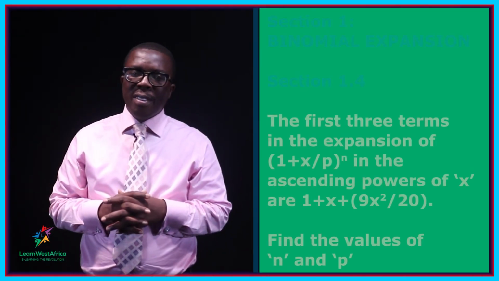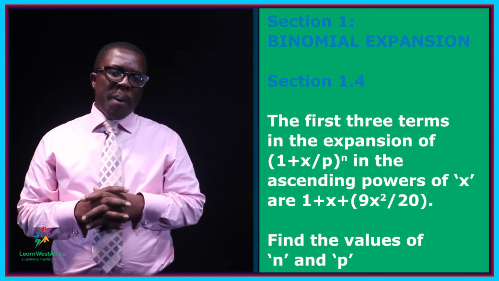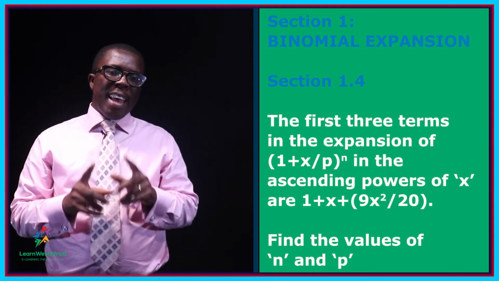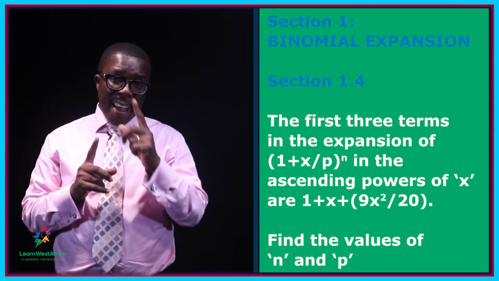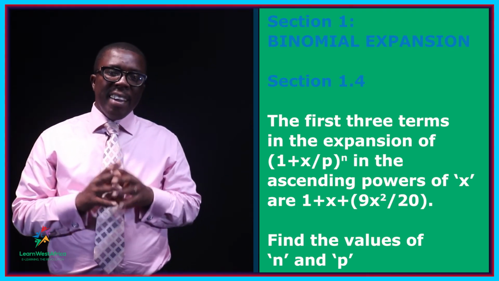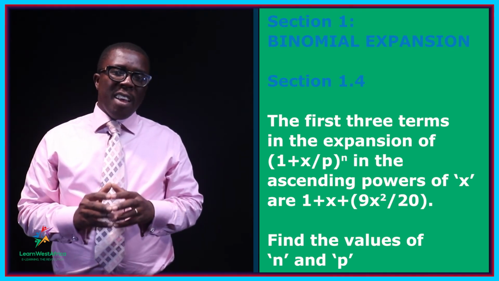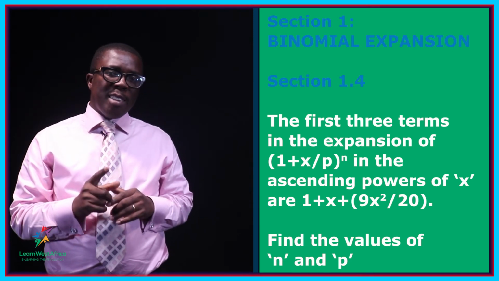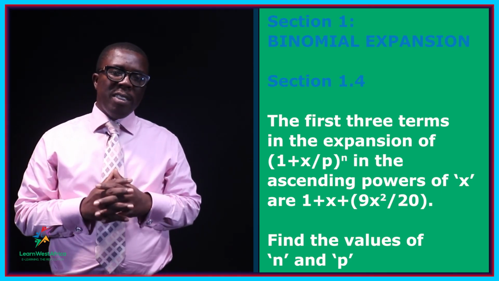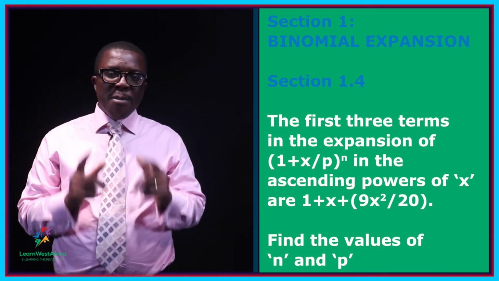Question 2. The first 3 terms in the expansion of (1 plus x over p) all to the power n, in ascending powers of x, are 1 plus x plus 9x squared over 20. Find the values of n and p.